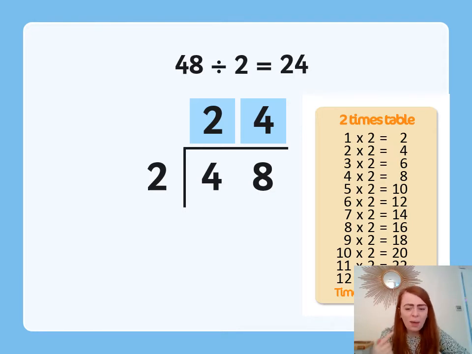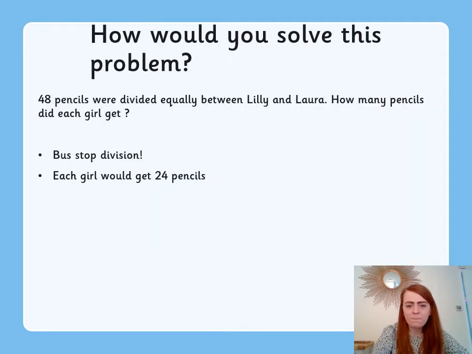So boys and girls, I hope that makes sense. We're going to do a few more examples, and I think this always looks harder than it actually is, but really it's quite a good way to help us with dividing bigger numbers. So we've solved this problem. There are 48 pencils divided between Lily and Laura, between 2 people, and using bus stop division, we found out that each girl would get 24 pencils each. So that is a great way of solving that problem.